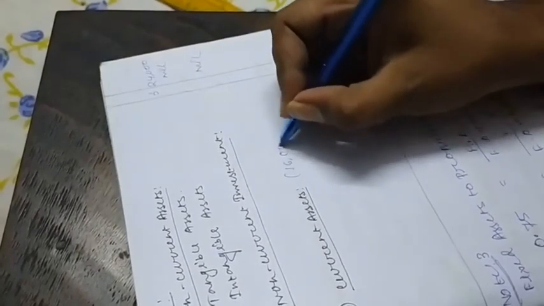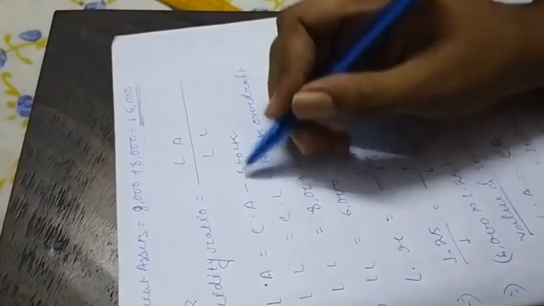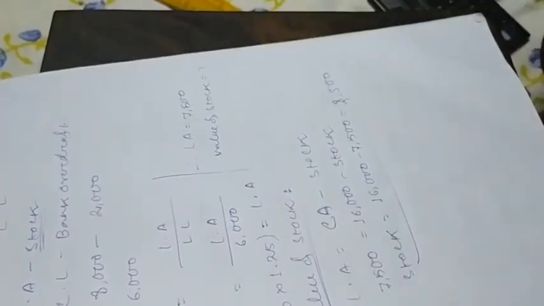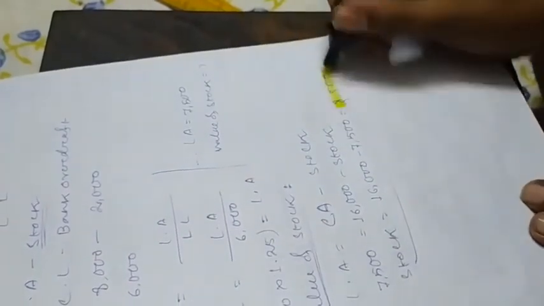Current asset is valuing 16,000, but we have calculated the value of stock. So the value of stock is 8,000, sorry, 8,500. What the hell am I doing today?